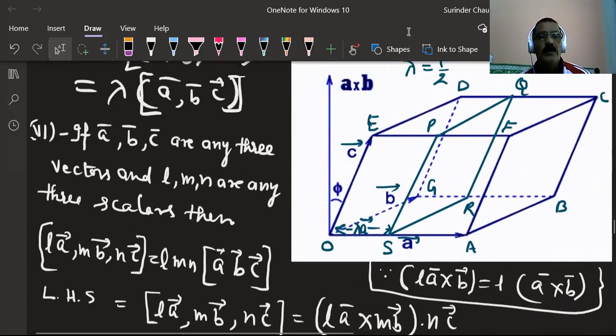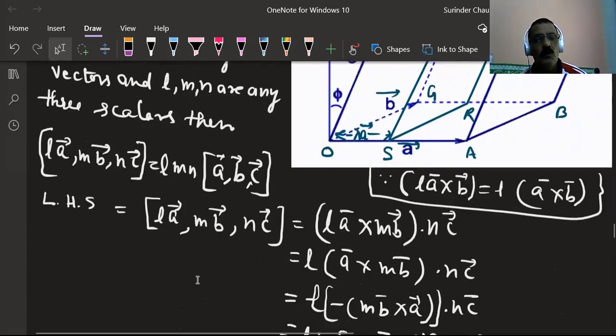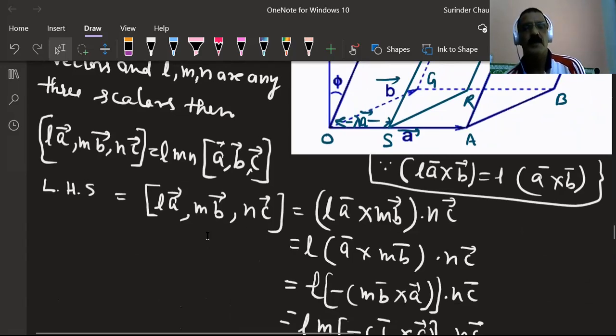In a similar way, we prove the next property. Next property: if A, B, C are any three vectors and L, M, N are any three scalars, scalars meaning real numbers, then the scalar triple product of L times A vector, M times B vector, and N times C vector is equal to the product of the three scalars LMN into the scalar triple product of ABC. Again, we do the left hand side of this. This is equal to the scalar triple product of L A vector, M B vector, and N C vector.